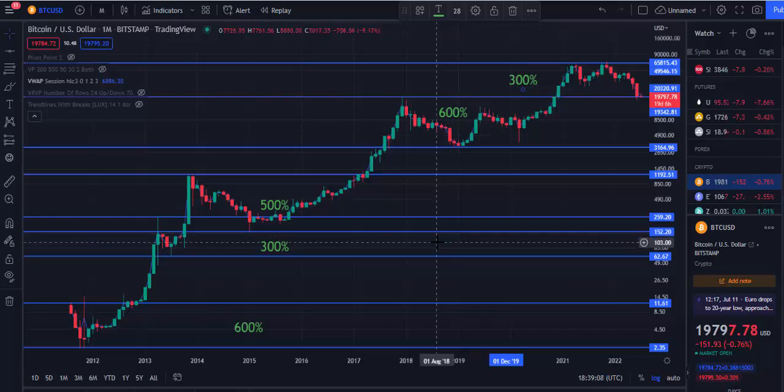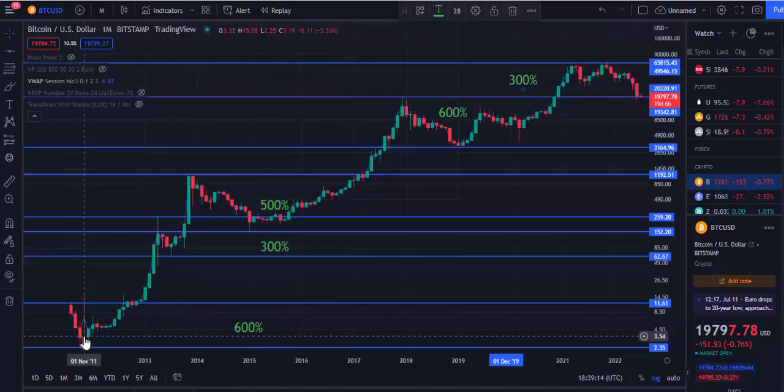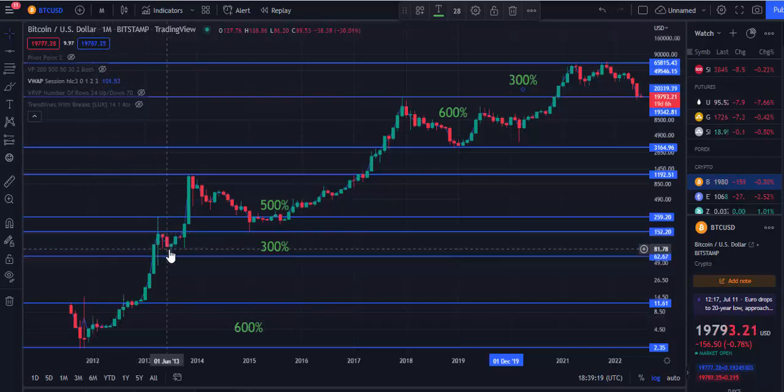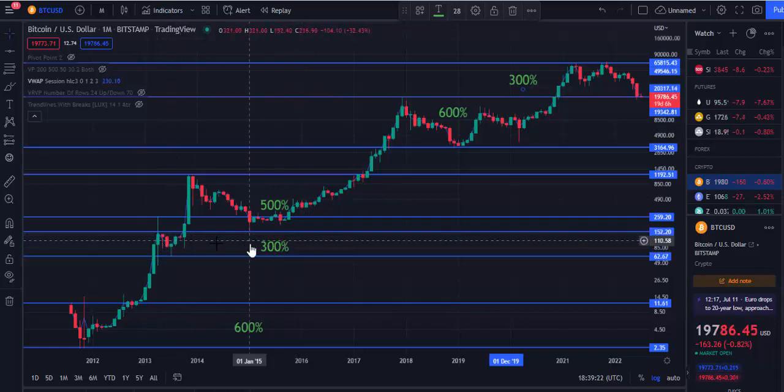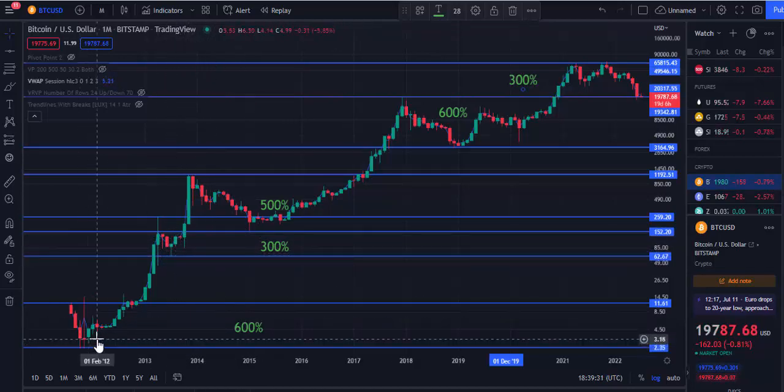This one was just a pullback. The pullback was just once. The second one was not that strong, but this one was just one pullback, and it went up again. This was just within 7 months, but the normal pullback normally lasts above 14 months.